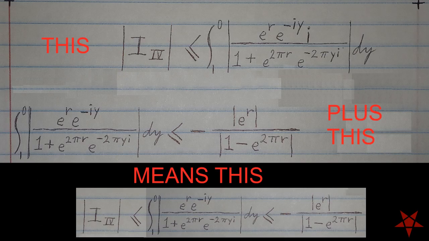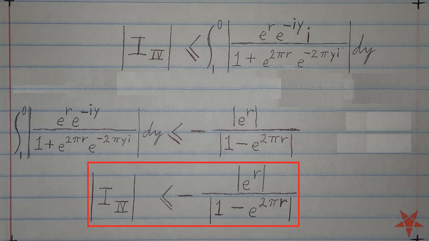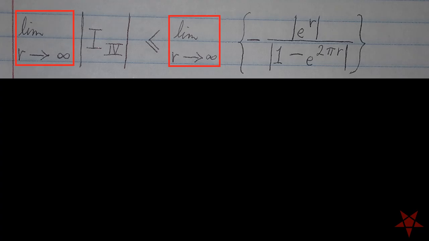Combining this inequality with a previous inequality involving little r gives us a triple inequality involving both little r and capital I sub Roman numeral 4. Dropping the midsection of this inequality gives us a formula for the absolute value of capital I sub Roman numeral 4 in terms of little r alone. Next, we take the limit of both sides as little r approaches infinity.